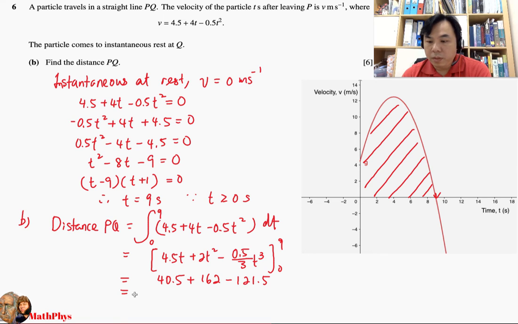Oops, sorry, I think I messed up a bit. Hold on for a while. All right, so the final answer will be 81 meters, if they are using meters here. So the distance traveled by the particle from P to Q is 81 meters, which is given by the area under the graph. I hope that is clear for this question here. I'll move on to the next one.